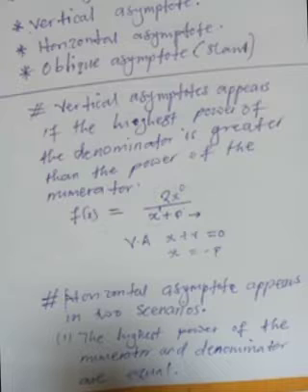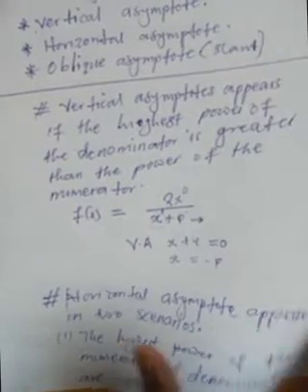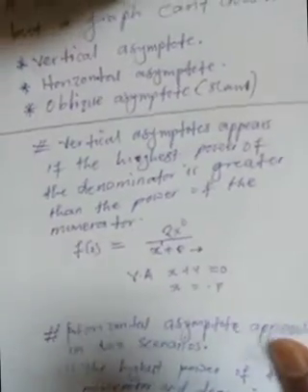The highest power. If the highest power of the numerator is equal to the highest power of the denominator, for you to clearly understand to say this is going to be my horizontal asymptote, you divide throughout by the highest power of that same function. Okay, so what does it mean if you say you divide throughout by the highest power?